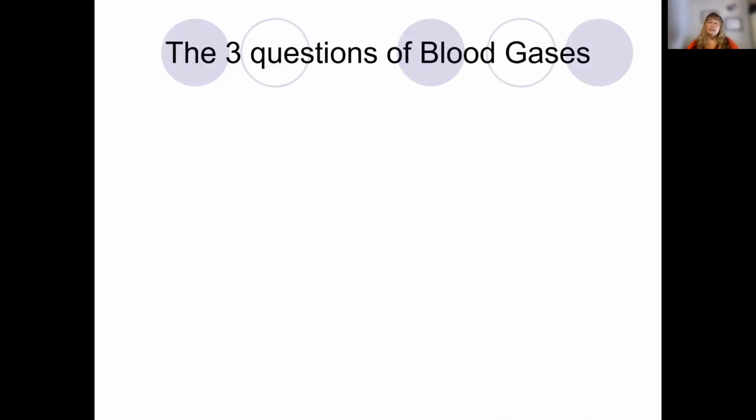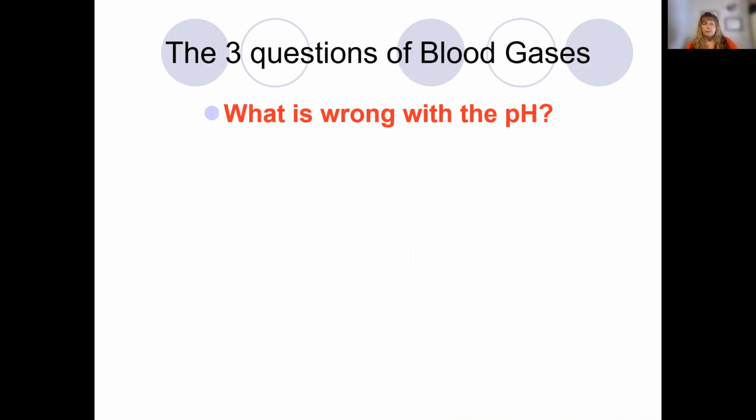So there's 3 questions that you have to ask about blood gases. And the first question is pretty simple. What is wrong with the pH? Is it above 7.40 or is it below 7.40? Is it acidotic or is it alkalotic? That's the question you have to find out about the blood gas.